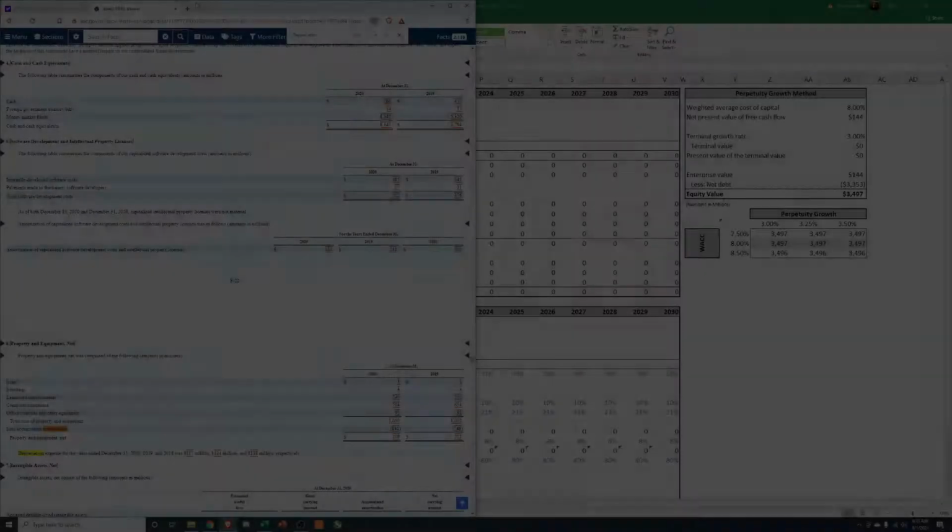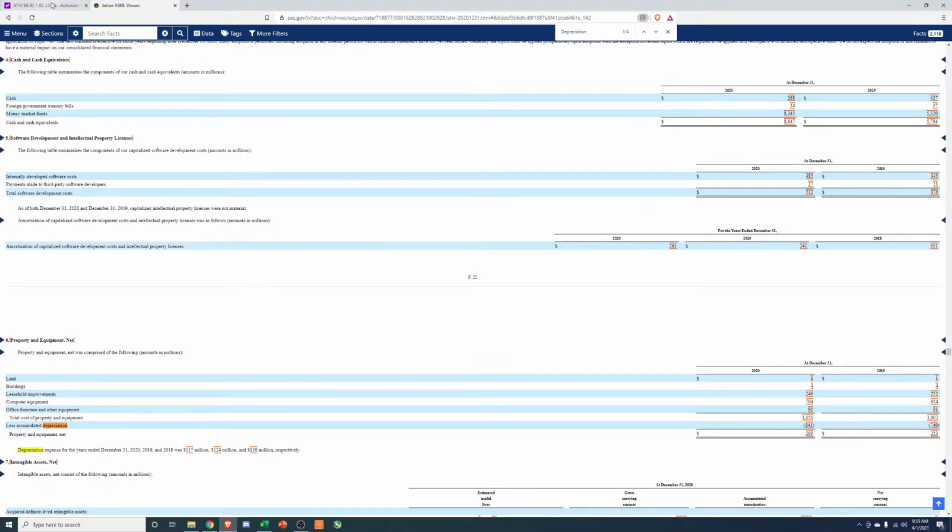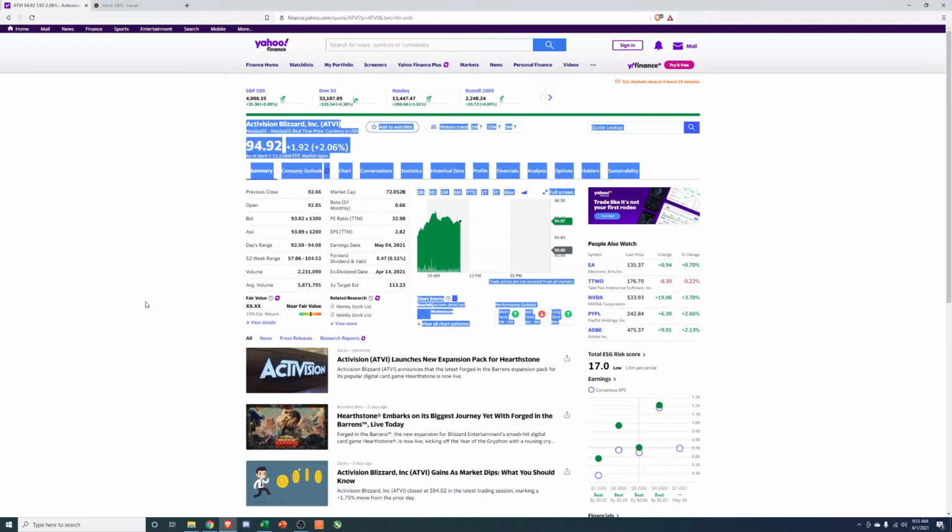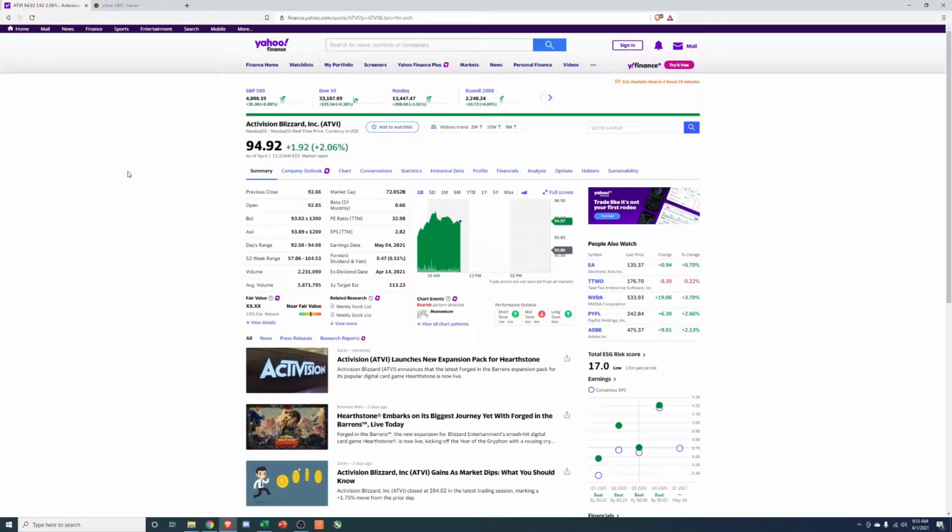Today we're going to take a look at Activision Blizzard. If you're not familiar, they are a video game maker. They make World of Warcraft, Call of Duty, Candy Crush. Those are kind of their three big games.